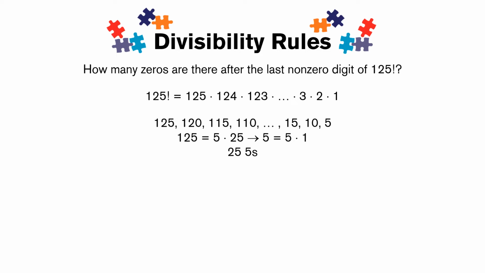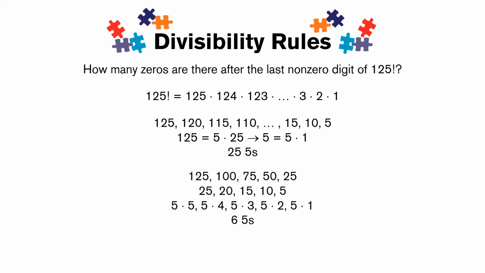If we just look at every fifth number, so we have 125, 120, 115, 110, etc., all the way down to 5, we'll see that our first number, 125, is 5 times 25, 120 is 5 times 24, 115 will be 5 times 23, and so on until we get to 5, which is 5 times 1. So there's 25 multiples of 5 there. But there are some additional 5's we aren't counting.